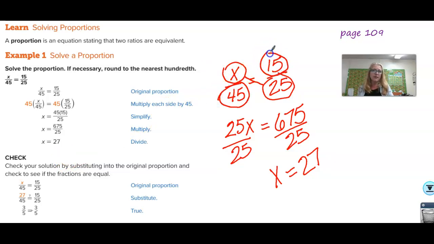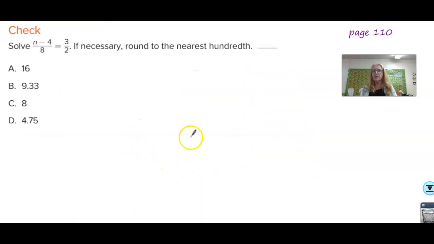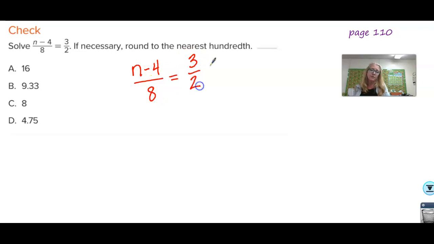So with proportions, we're going to cross multiply. We're going to multiply the numbers together that are across from each other, and we set them equal to each other, just like this, okay? Let's look at another example. This is n minus 4 over 8 equals 3 over 2.